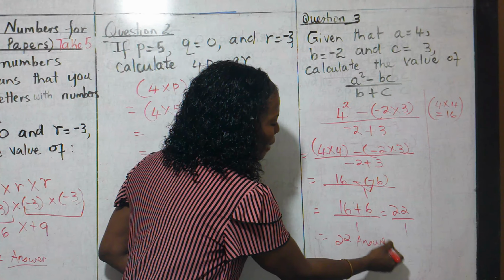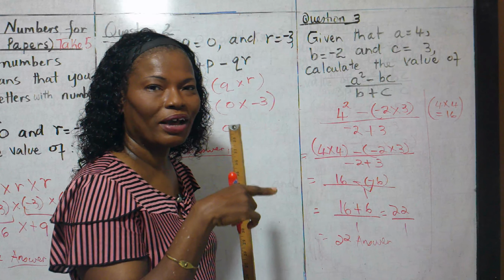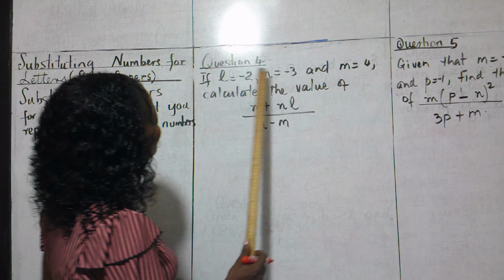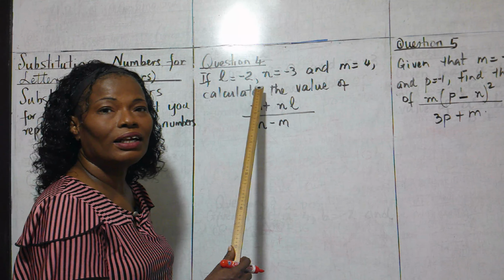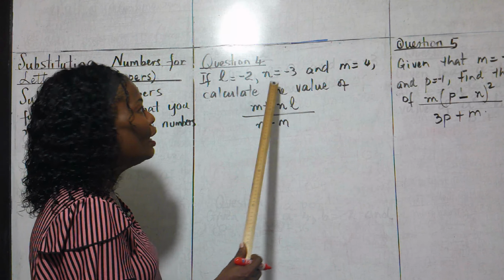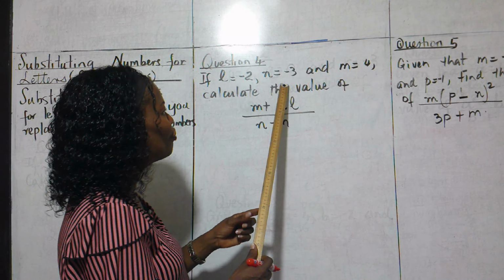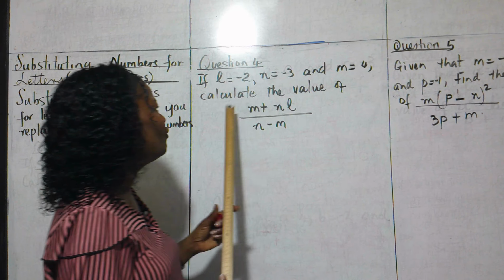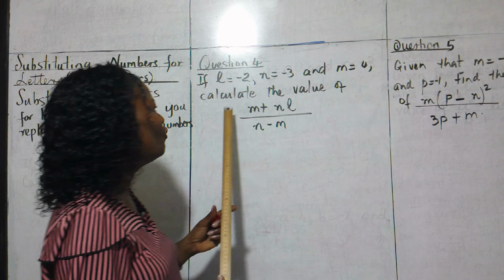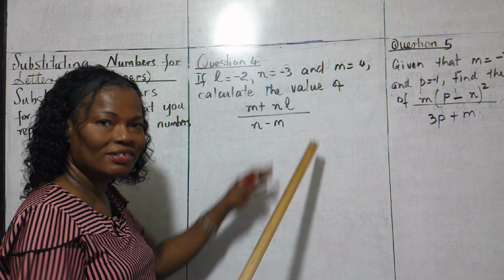Any number divided by 1 gives me that number. All right? Question 4 says, if L equals -2, N equals -3, and M equals 4, calculate the value of M plus NL divided by N minus M. Now remember that this is in a fractional setup.